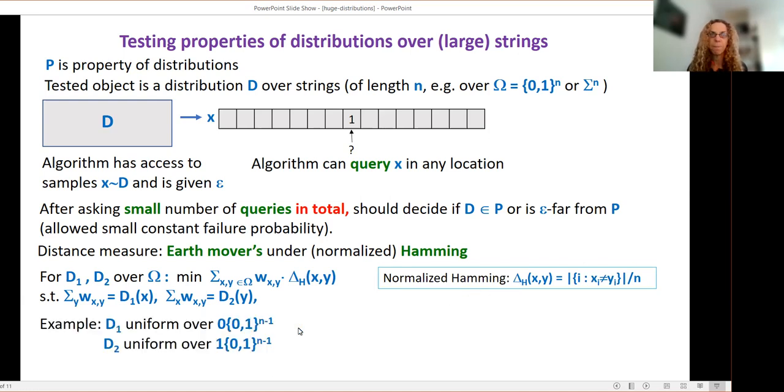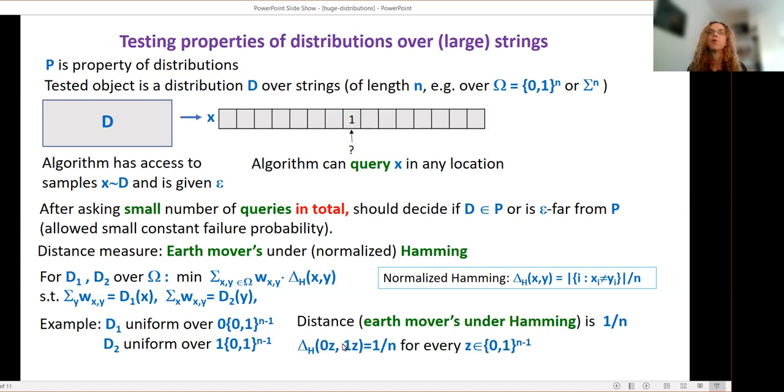So let's look at an example. Suppose that D1 is uniform over strings where the first bit is 0, and D2 is uniform over strings where the first bit is 1. I claim that the distance according to the earth mover's distance under Hamming is just 1 over n. Why is that? In order to transform D1 to D2, I can just match corresponding strings: 0z to 1z. The normalized Hamming distance between them is 1 over n, and I simply move the weight of 0z to 1z. It is the same in D1 and D2.